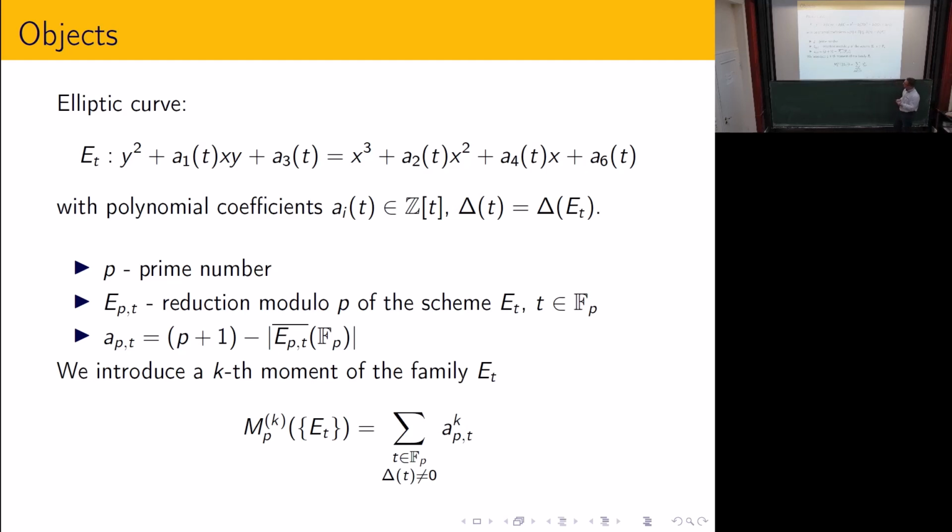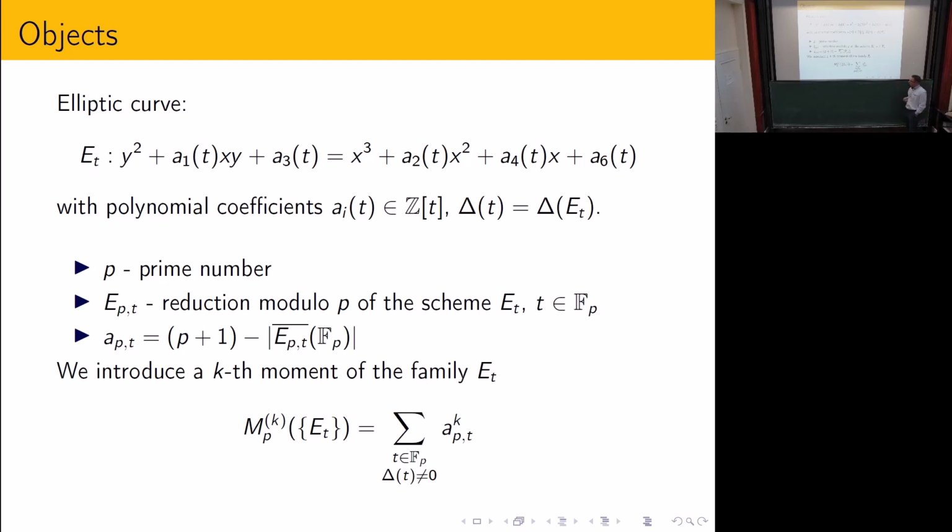This is called a k-th moment of this family. So k is an integer, 1, 2, and so on. For convenience, I'm avoiding the places of bad reduction. In the end, we can either put a 0 there or the naive number of points that we get from the reduction, so that will depend on how we normalize these sums. Okay, so of course these are integers, and I want to show you some results about their properties, so that they come from motives.